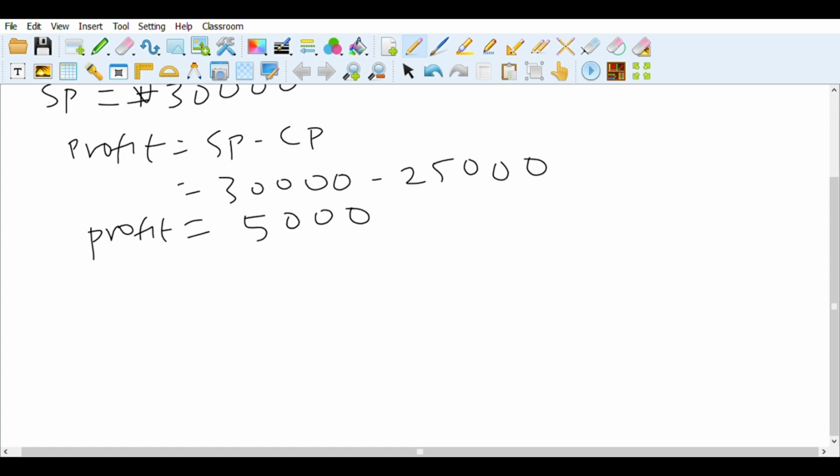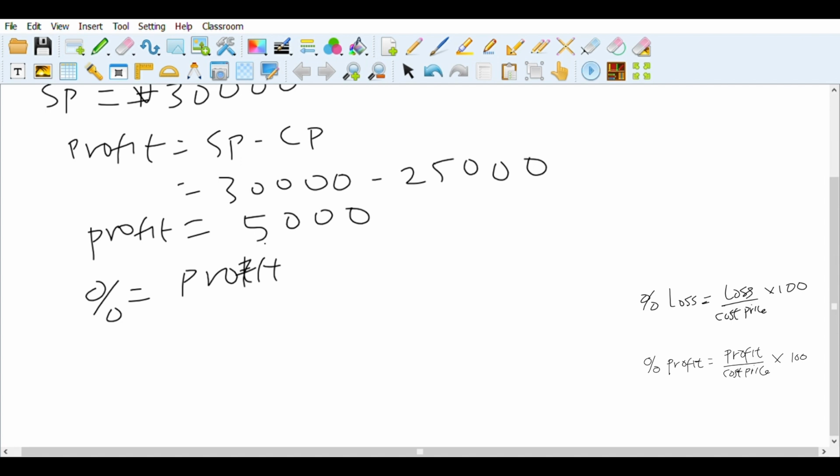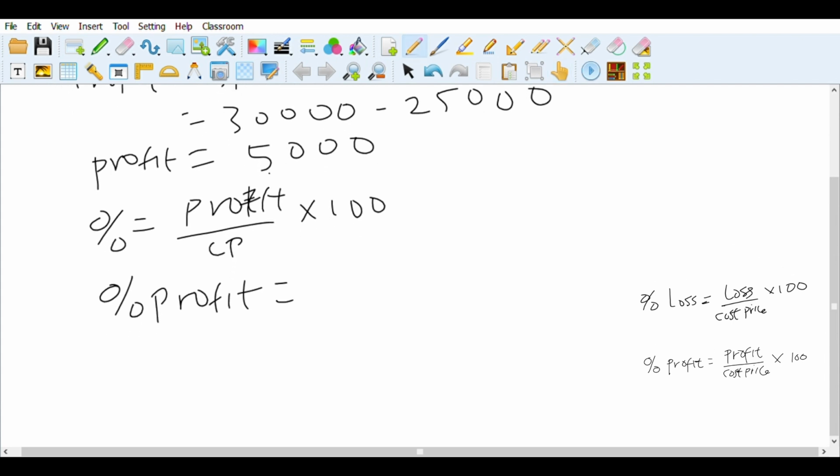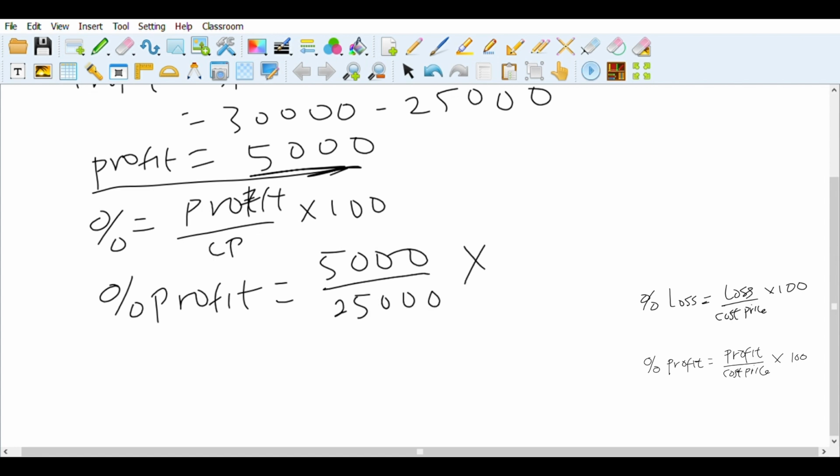Okay, so now we convert this amount to percentage profit. So we said percentage profit is profit over cost price times 100. So our percentage profit will be, how much did we make in profit? We made a profit of 5,000. So our profit is 5,000 divided by how much we bought. Remember that we bought for 25,000. Multiply by 100.